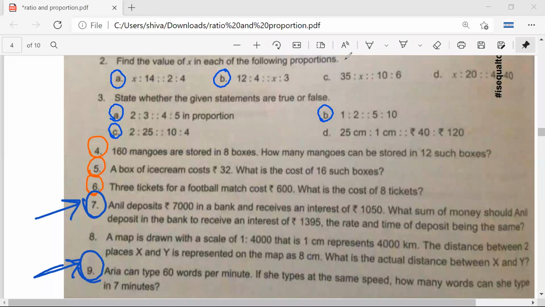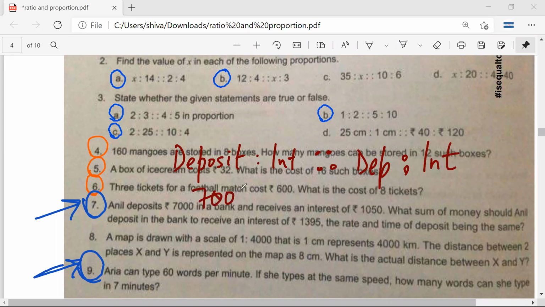Okay, Mr. Satya, how to do question number 7? Sir, I first converted everything in words. So, money is to interest, and then again, money is to interest. Then I did 7,000 is to 1050. Then X is to 1395. Then I did 7,000 upon 1050 is equal to X upon 1395.